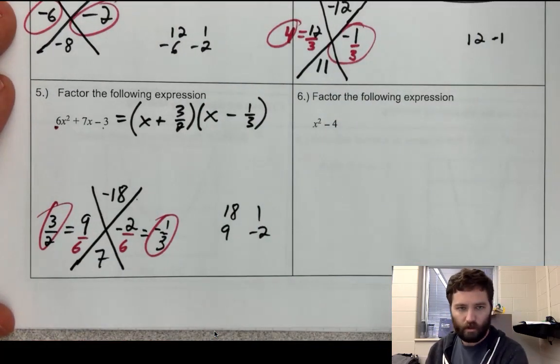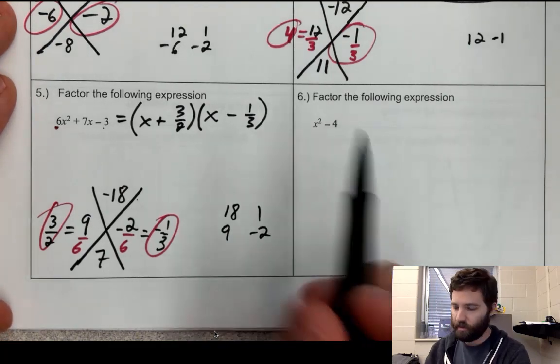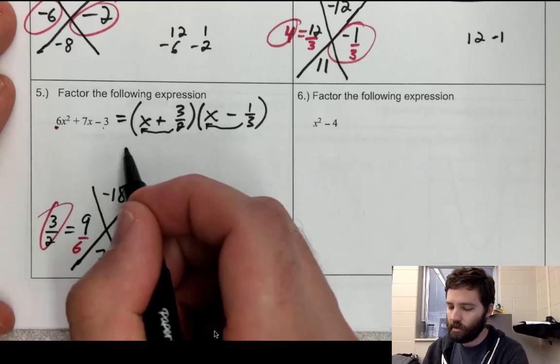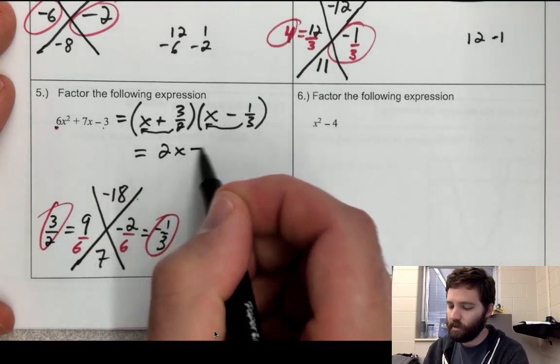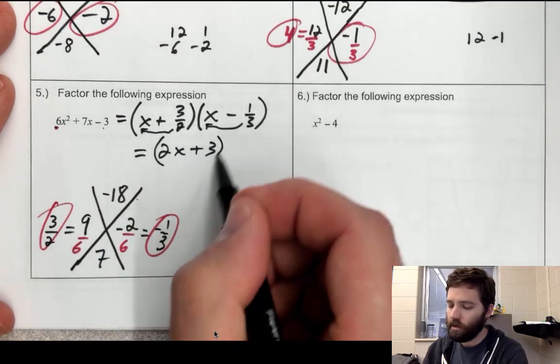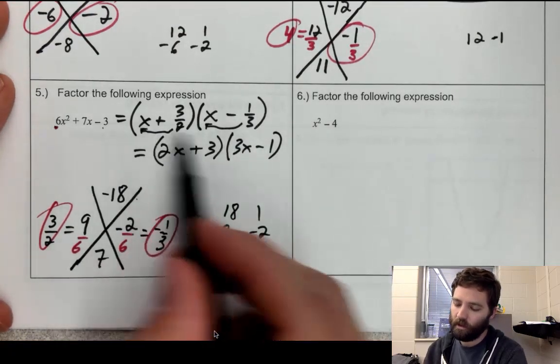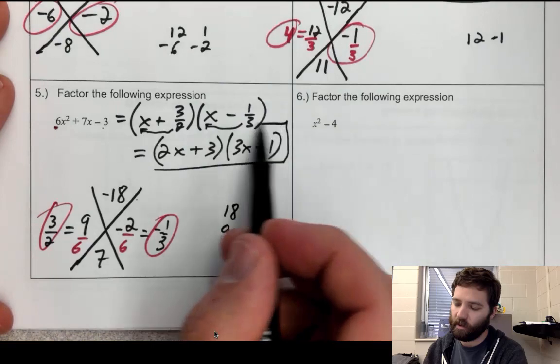Red alert! Can't have fractions. Okay, so I just move the 2 out in front and I move the 3 out in front. Okay, so I get 2x plus 3 and 3x minus 1. Okay, so that's my final answer right there.